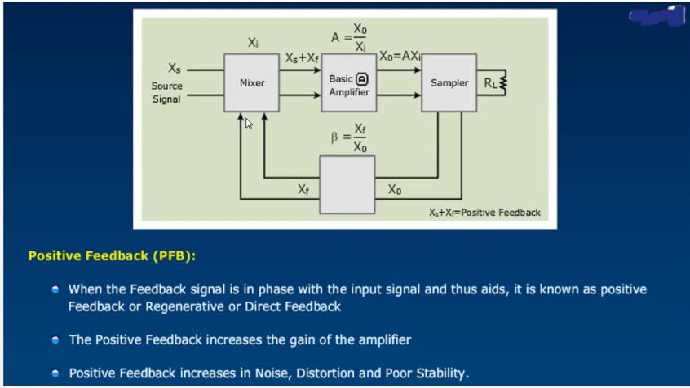In positive feedback, the feedback signal is in phase with the input signal and thus adds. It is known as positive feedback, or regenerative or direct feedback. The positive feedback increases the gain of the amplifier. Positive feedback also increases noise and distortion and gives poor stability.